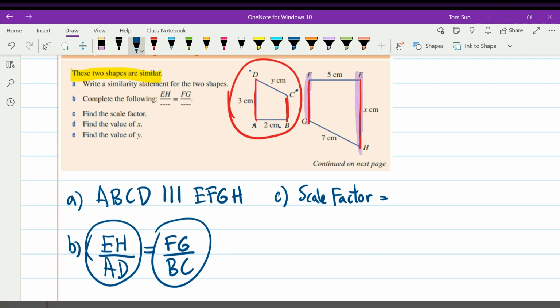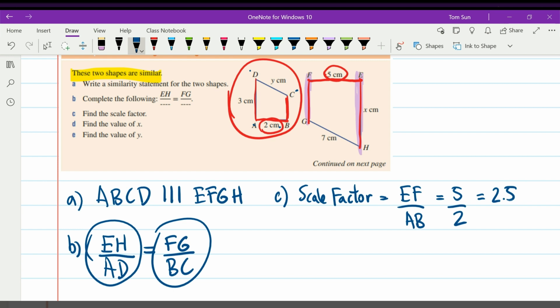I want known lengths. So the first thing that catches my eye is this side right here, because that has the 5 centimeters. And that side is also present on the similar side here on this shape, which has the 2 centimeters. So all I have to do is go EF over AB, which is equal to 5 over 2, or we could even write 2.5. So this is the scale factor, okay?